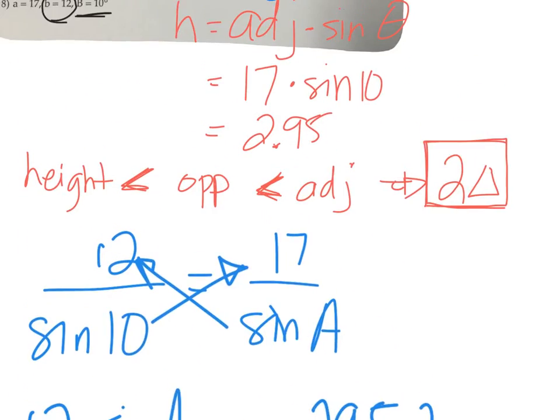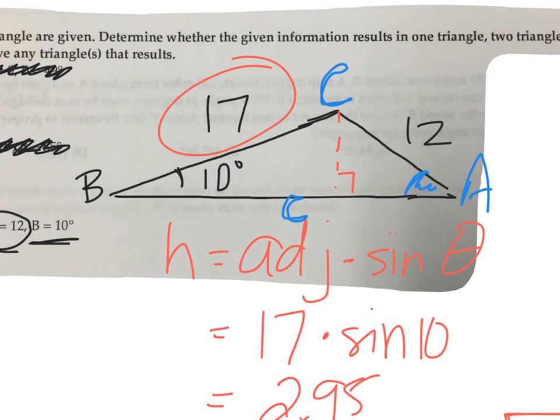So back to our triangle. A is 14.2. And we find angle C by subtracting those other two from 180. So 180 minus 10 minus 14.2 gives me an angle for C of 155.8 degrees.